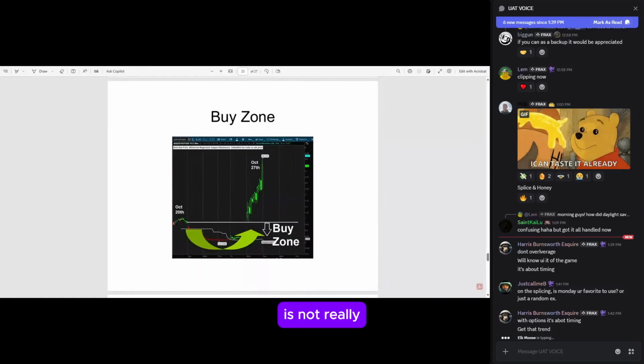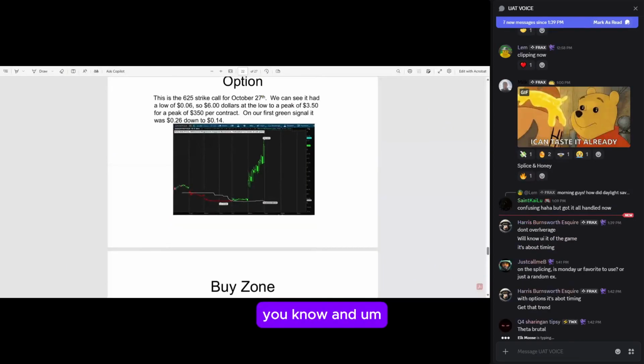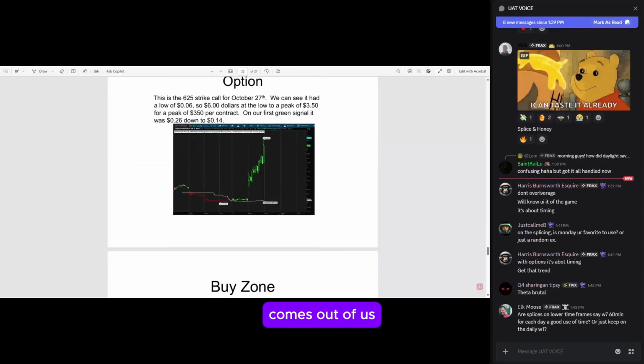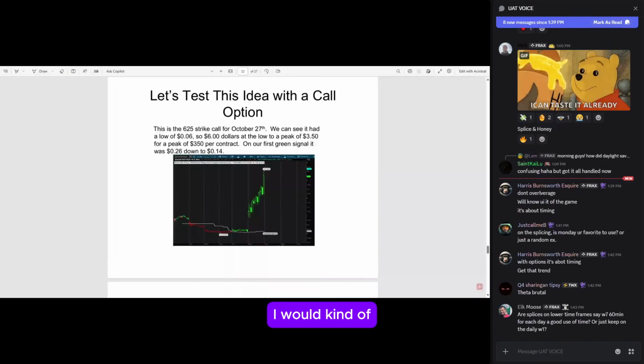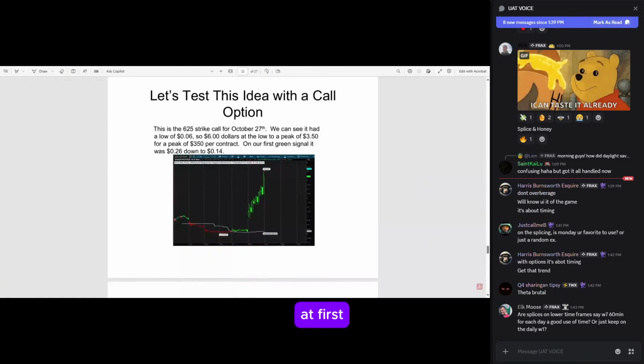Right now, because this is not really on the retail side, you can go out and search and never find anything on splicing. All the information comes out of us for splicing. So I would just work on a single day at first so you can get that straight in your head. And then as we turn on other features or you want to do more days, go for it. But at first, Monday is like a giveaway.